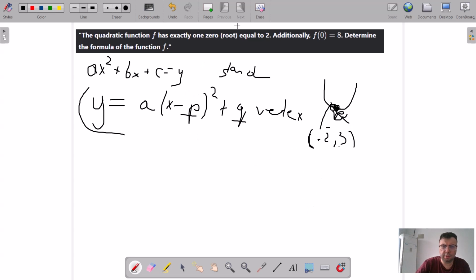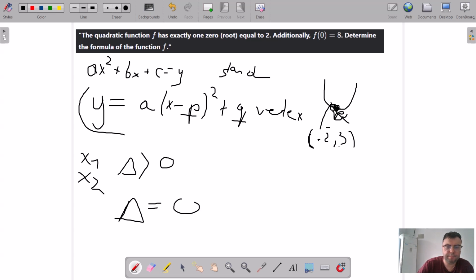So let's see if we can use this information. First of all, we need to observe that it has only one root. You know that in most cases a quadratic equation has two roots, but that is only when delta, or the discriminant, is greater than 0. If it has only one root, it means that in our case delta equals 0. Later we can create this equation, but for now we're focusing on the vertex formula.